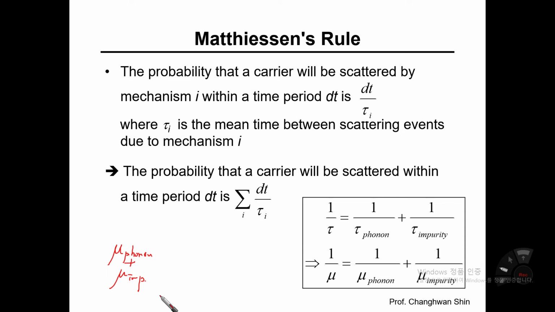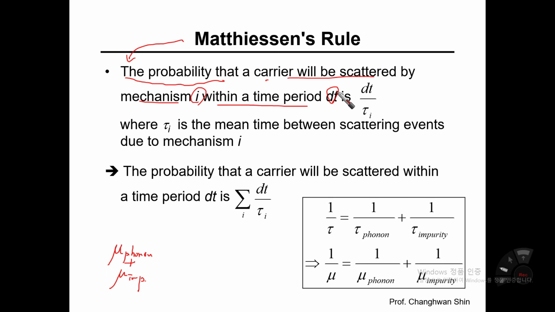Is it physically reasonable? So to address this question, we're going to study Matthiessen's rule first. Matthiessen's rule says the probability that a single carrier, electron or hole, will be scattered out by a mechanism, say i, within a very short time period, dt.